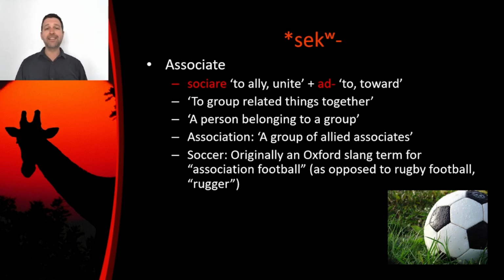And this was originally a slang term for association football. So the soc in association was taken out, and there was this slang put on the end, and it was called soccer, which was short for association. This was opposed to the other prominent kind of football that was played at the time, which was rugby football, which again, in this slang terminology at Oxford in the late 1800s was called rugger, apparently, although that is not a term that seems to have survived very much, at least, and I've never heard it out in the wild, at least in the United States of America. But soccer clearly did survive.